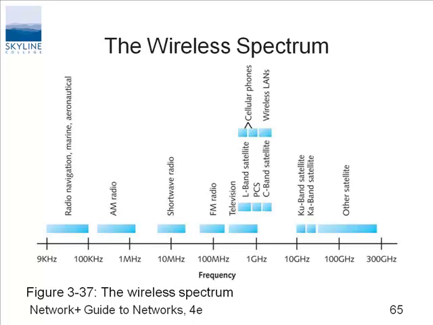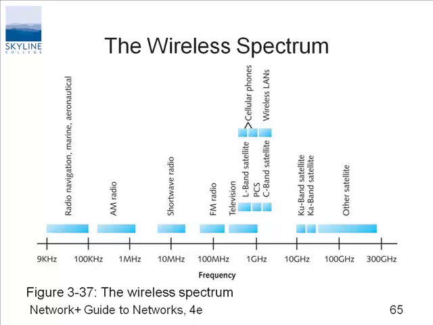The wireless spectrum, I kind of got that in the middle of that, didn't I? Radio navigation, this is in the book, the things that are there, FM radio, television, L-band, all the things that are regulated. Wireless LANs are up here in the same area as the C-band satellite, the 2.4 gigahertz area. All of this stuff down here is regulated.